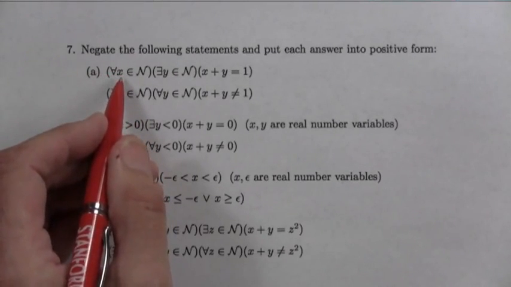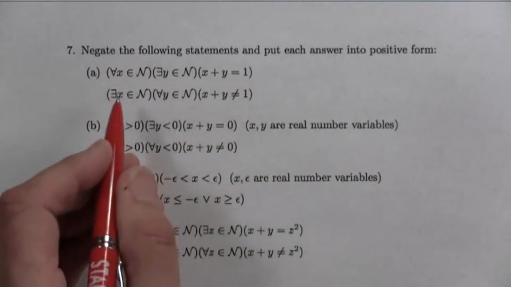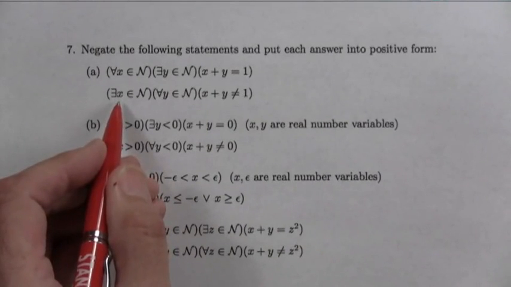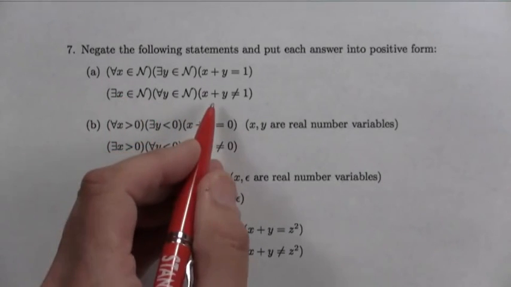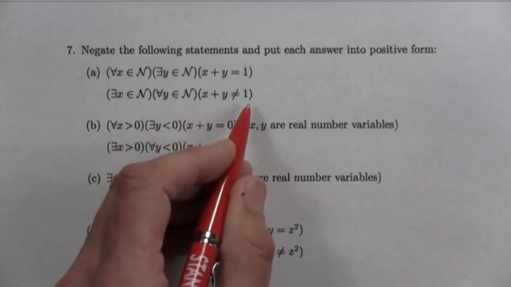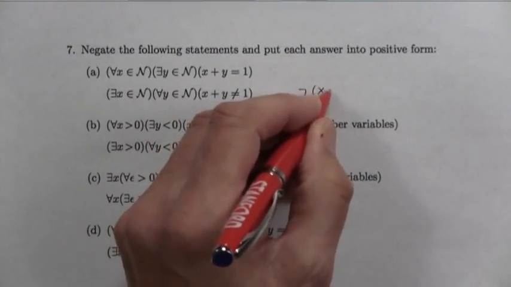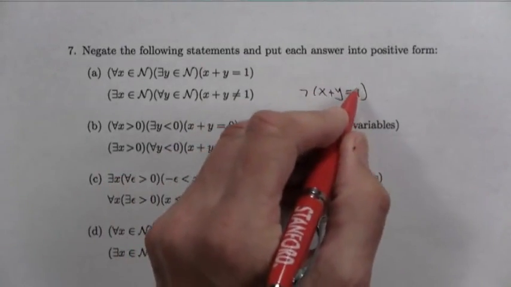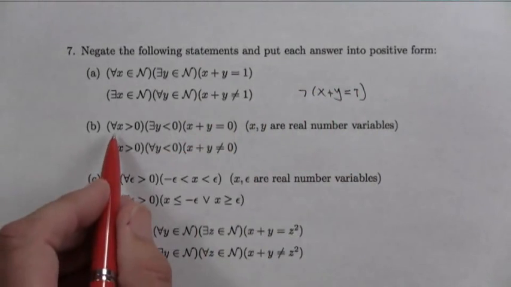Part A was: for all x in N, there is a y in N, x plus y equals 1. The negation for that is, and I think you'll get the same answer as I do if you get it right, there is an x in N such that for all y in N, x plus y is not equal to 1. You could have written that last part as not (x plus y equals 1) if you like. That's equally correct. I've just used this way of writing it.